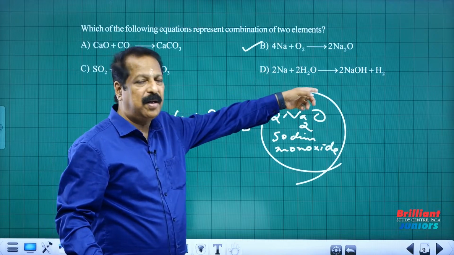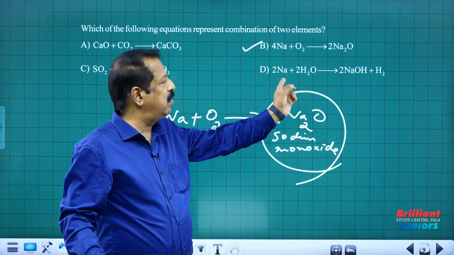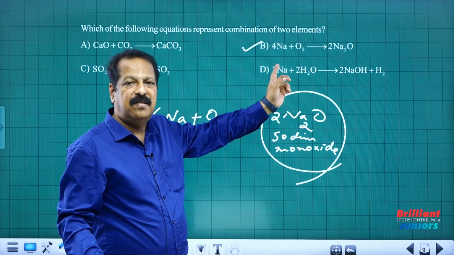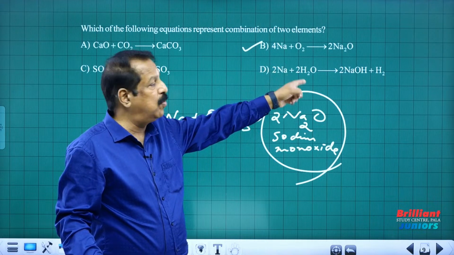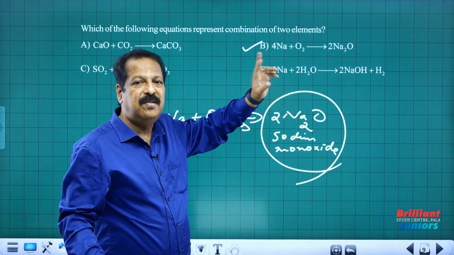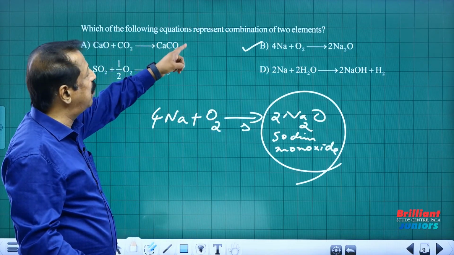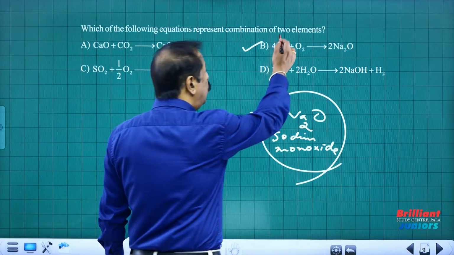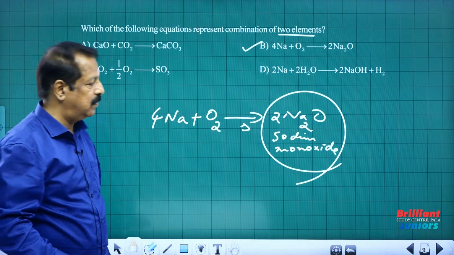And here Na combines with water to give NaOH and hydrogen. That is also a displacement reaction. Sodium is a metal and an element. It combined with water, which is a compound. So an element combined with a compound to form NaOH and hydrogen. Hydrogen is liberated as gas. So it is not a combination of two elements. So here the question is, which of the following equations represents combination of two elements? The answer is option 2. Option 2 is the answer.